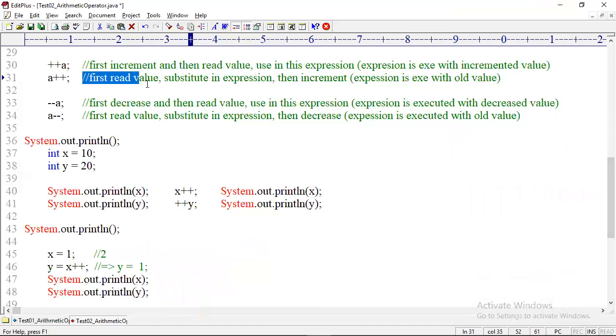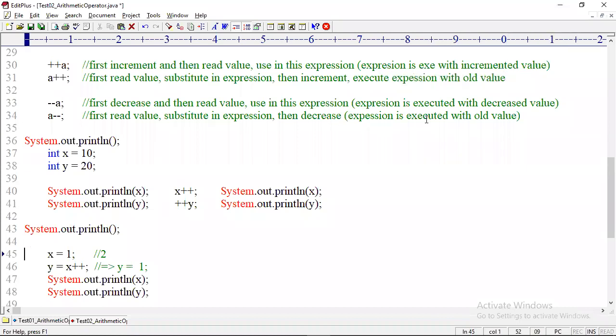Okay, I have written every step. First read the value, X value read. Substitute in the expression, X plus plus replaced with 1. The assignment operator is not executed, the expression is not evaluated. Then increment, the X value is incremented. The next step: execute the expression with the old value.